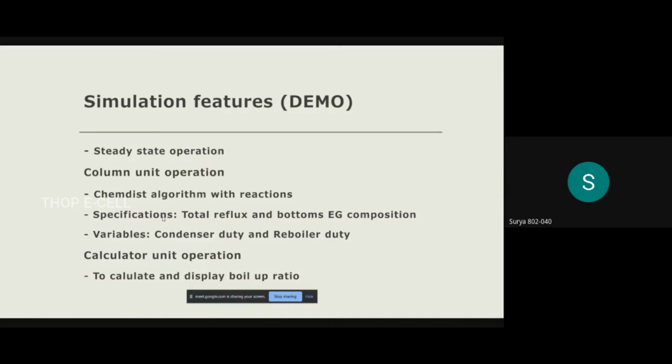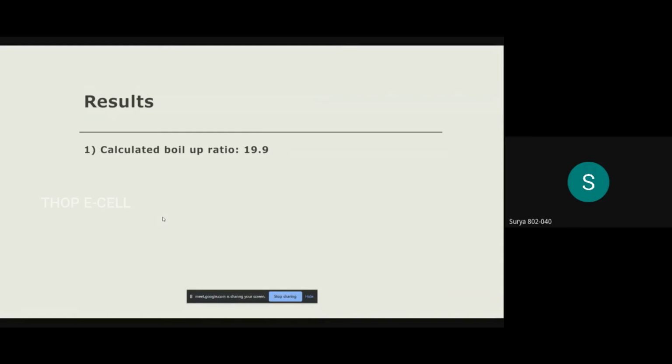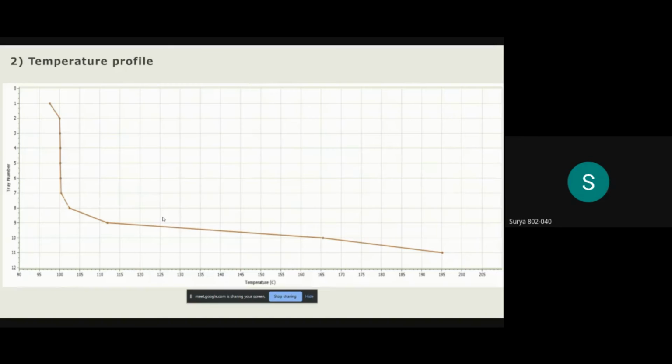The specifications chosen were the total reflux and a bottoms ethylene glycol composition of 95% purity. In order to meet these specifications, the condenser duty and the reboiler duty were varied. And to calculate and display the boil-up ratio, a calculator unit operation has been used. From the simulation, the calculated boil-up ratio was 19.9. That means for every 1 mole of bottom product, you need to vaporize 19.9 moles of liquid in the reboiler.